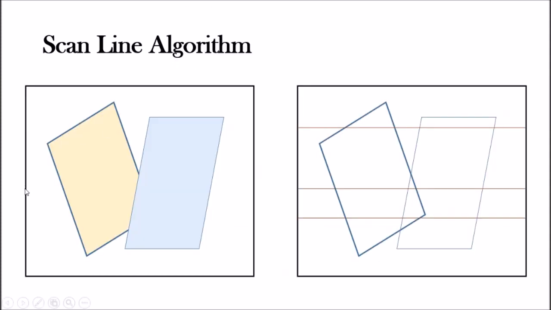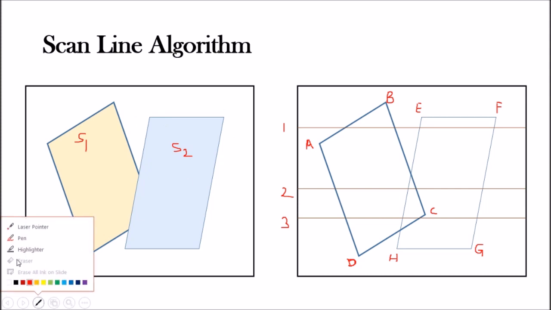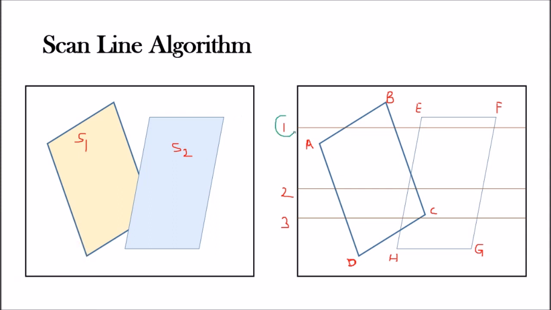Now here you can see, suppose this is polygon 1, and this is surface S1 and surface S2, and you want to find, as per the scan lines, which surface is the front face and which is the back face. Now see here, suppose this is scanline 1, this is scanline 2 and this is scanline 3. We are taking scanline 1 first. So first of all, I am considering scanline 1.